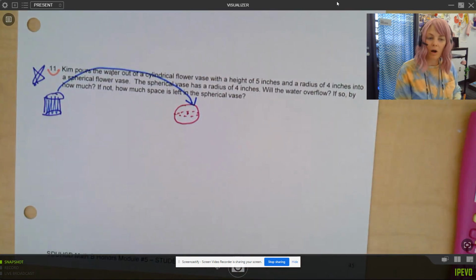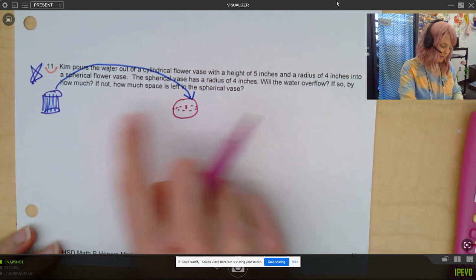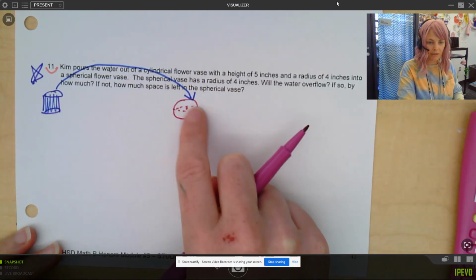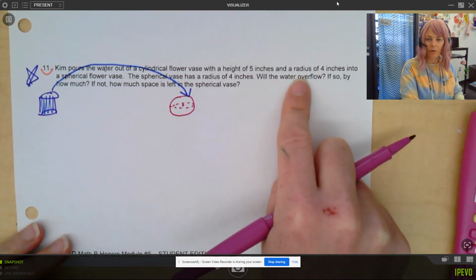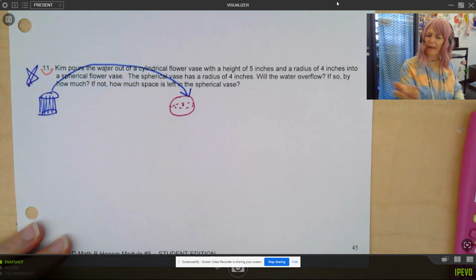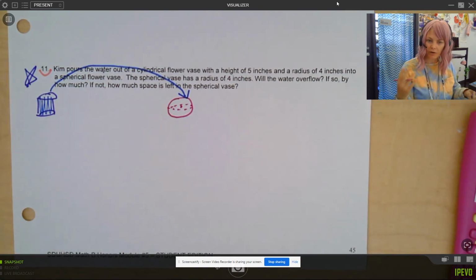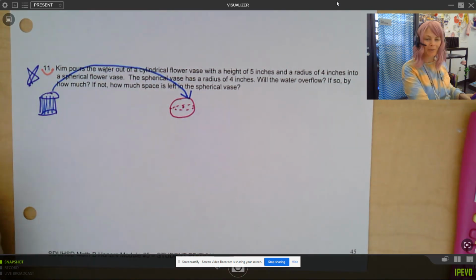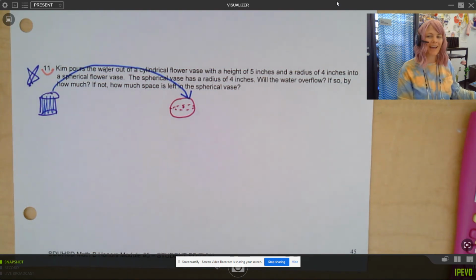We want to know, will the water overflow? Does this volume, is it less so that when we pour it in, there's not enough room? Or is this volume greater so when I pour it in, I'll have extra space? So will the water overflow? If it does, by how much? And if it doesn't, how much extra space is left over in my spherical vase? Okay, go ahead, finish number 11. Don't forget to answer all parts of this question, and we'll go over it as soon as you're ready.